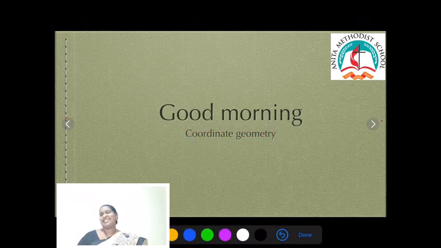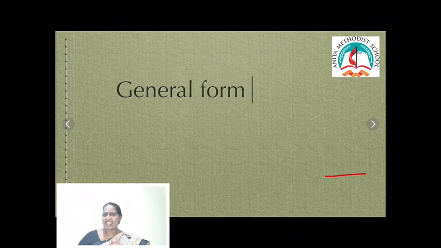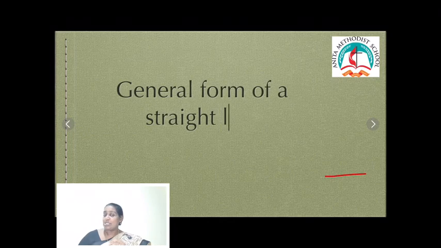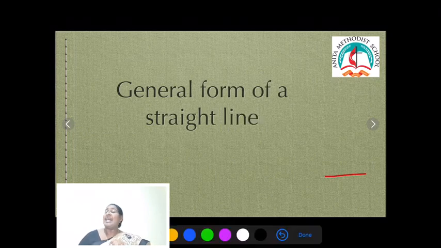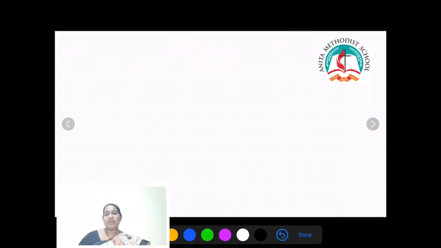Coordinate geometry. For one month, four weeks, we are learning coordinate geometry. In coordinate geometry, what all did we learn? Area of the triangle, slope, midpoint. Now we are learning the general form of the straight line. When the equation is given, how to find the slope and the intercept.